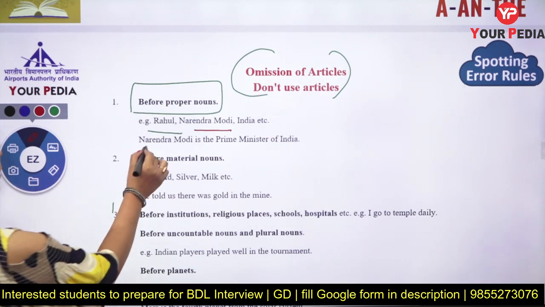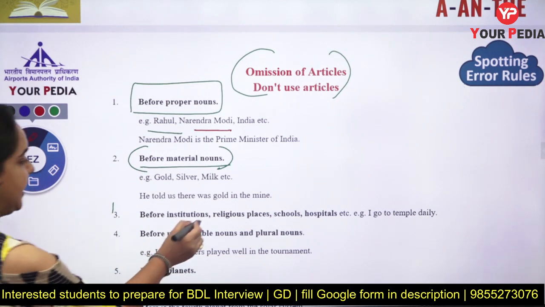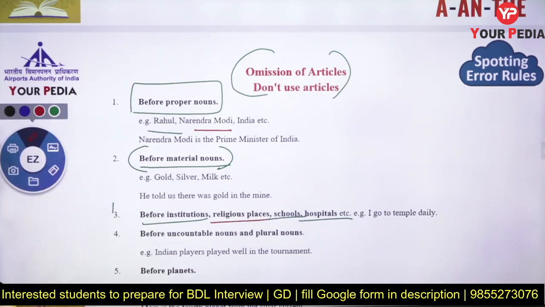Next comes before material nouns. So you have material nouns like gold, silver, platinum and milk, and the list goes on. Before that also you won't be using any article. Next is before institutions, any kind of religious schools, hospitals, you won't be using any kind of article over there also.